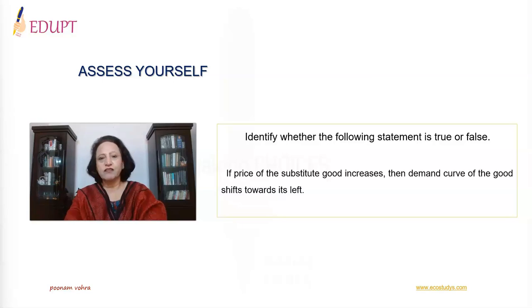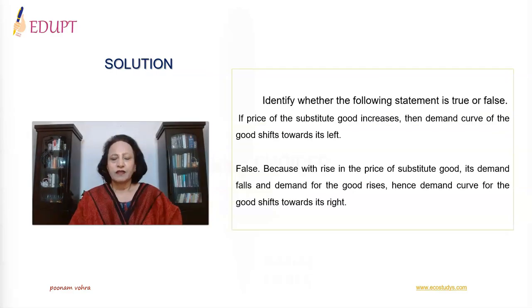Now assess yourself and identify whether the following statement is true or false. If price of substitute good increases, then demand curve for the good shifts towards its left. Please check your answer. This is a false statement simply because with rise in the price of substitute good, its demand falls and demand for the good rises. Hence, demand curve for the good shifts towards its right.